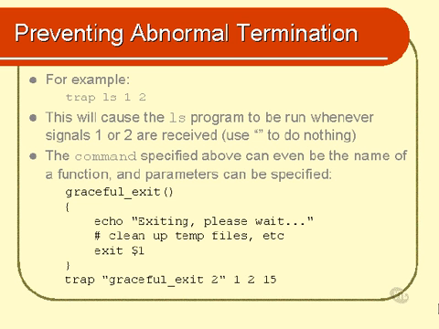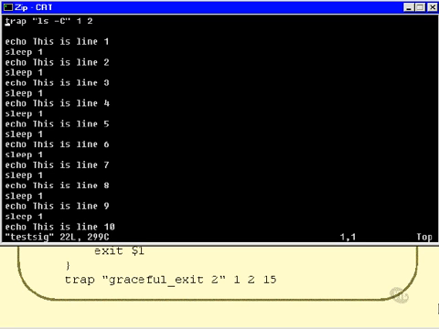Here is a script I've called test sig, and as you can see it just echoes a bunch of lines out to the screen and then sleeps for 1 second between each one. That should hopefully give me about 10 seconds to get a kill in process when I actually start the script. And if I receive a signal 1 or a signal 2, then I run an ls -C.